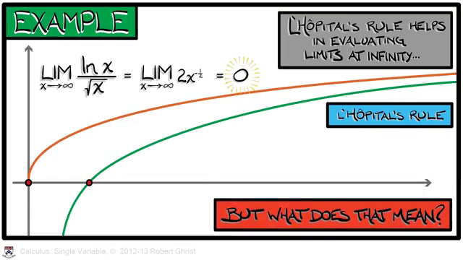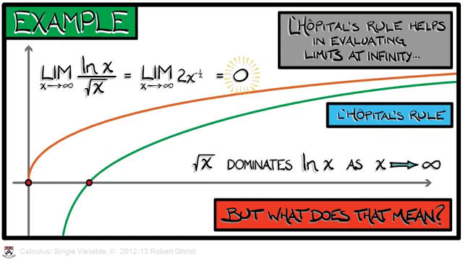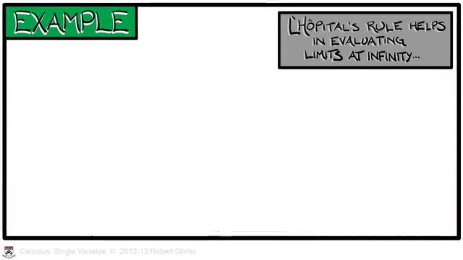Well, that's the answer, but what does that really mean? Log of x is going to infinity, square root of x is going to infinity, their ratio is going to 0. What that really means is that the square root of x dominates the log of x. It grows much faster than the logarithm does.